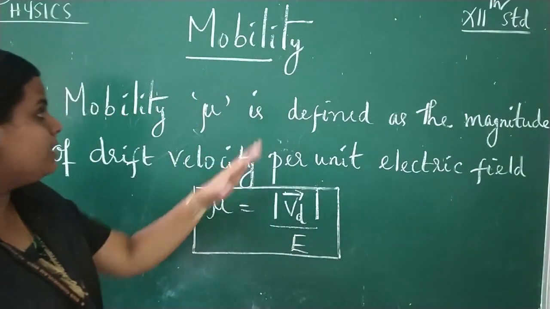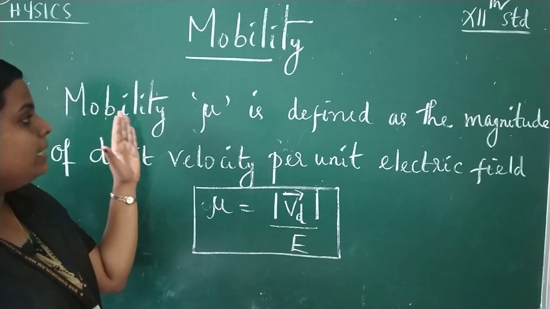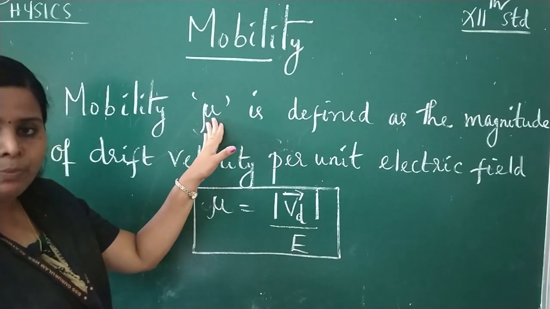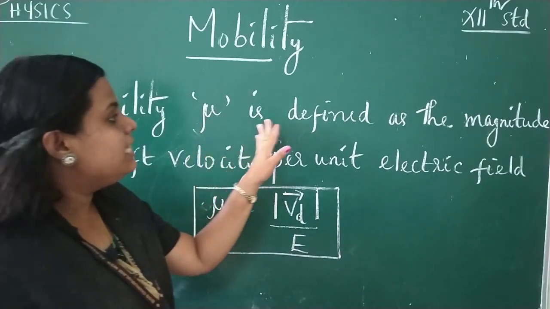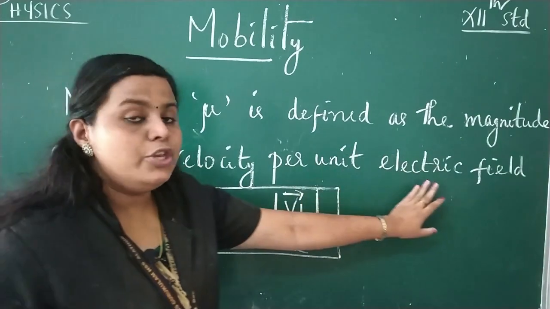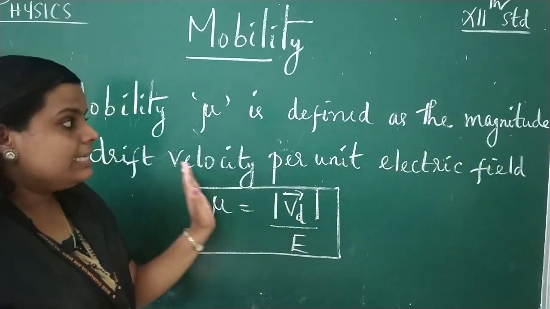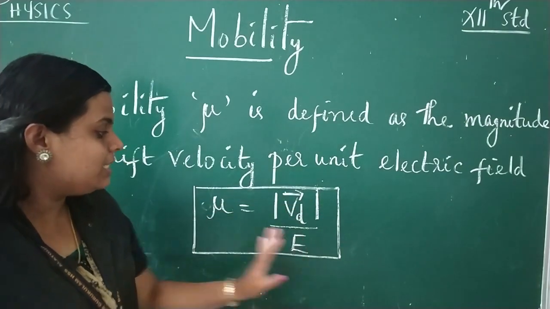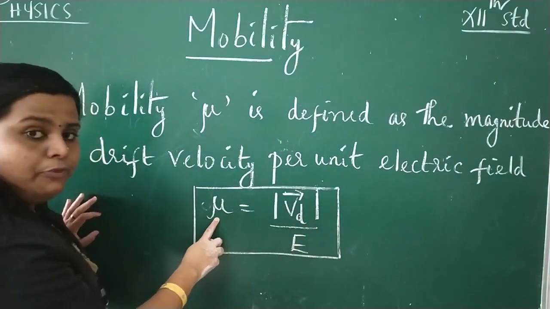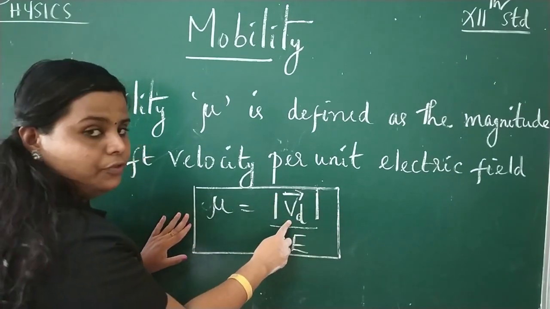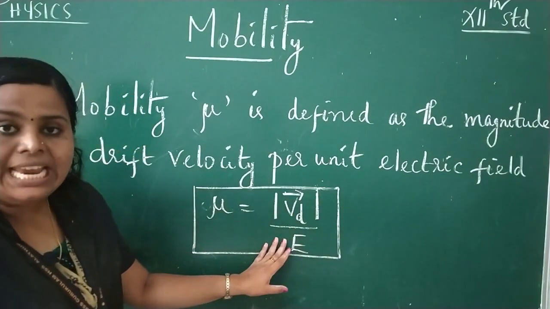Actually it is a very simple topic, mobility. Mobility is represented by the Greek letter mu. Mobility mu is defined as the magnitude of drift velocity per unit electric field. So this is the expression for mobility. Mobility mu is equal to the magnitude of drift velocity per unit electric field.